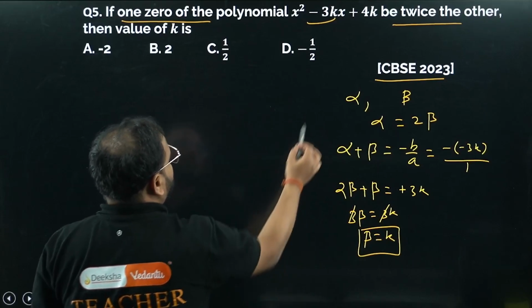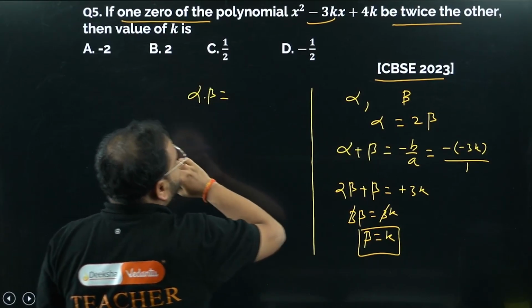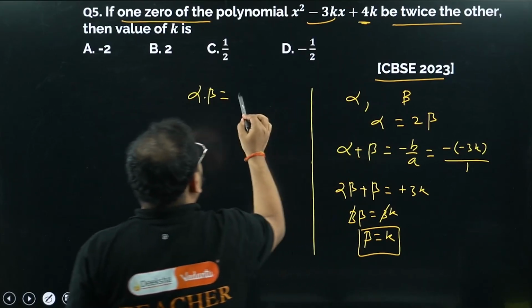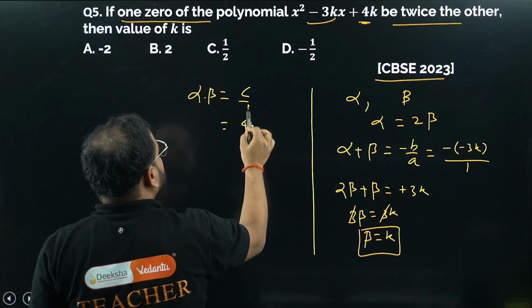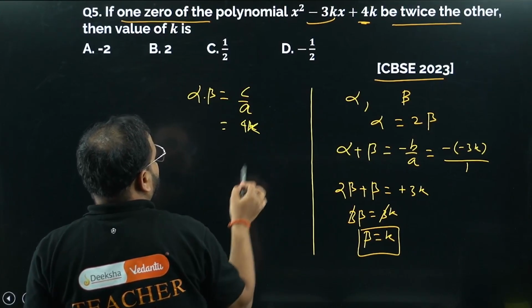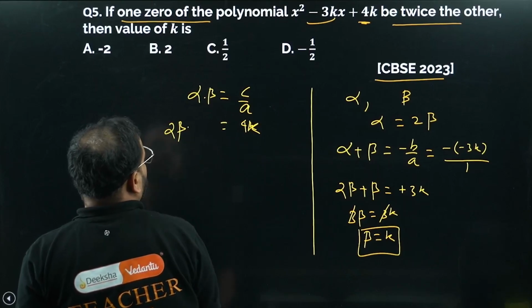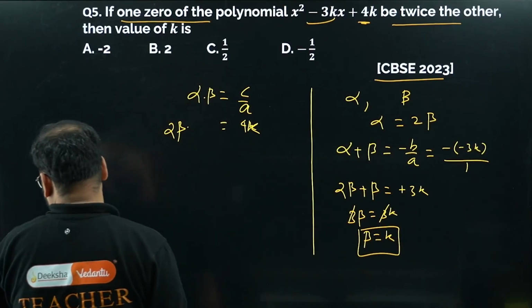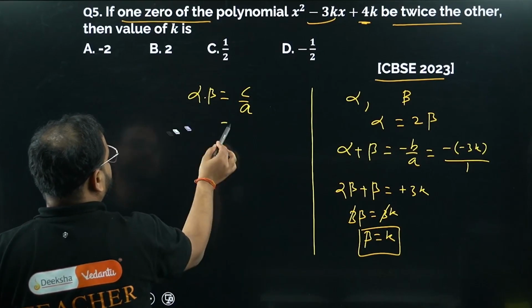Okay. Other one, product. Please check the product. Alpha times beta equals to what? Alpha times beta equals to 4k by 1, right? C by A, so 4k. What is alpha? Alpha is simply 2 beta. Okay, I can write in terms of beta only, no? Let me just rewrite this part again, this step.